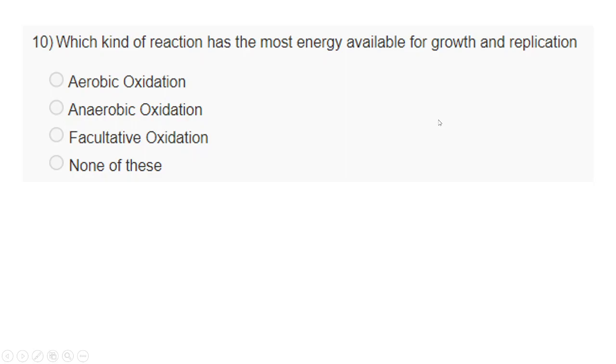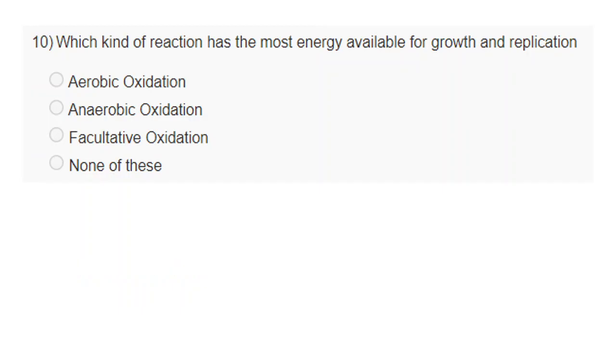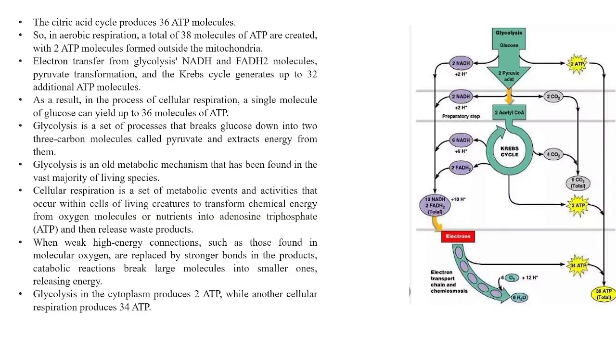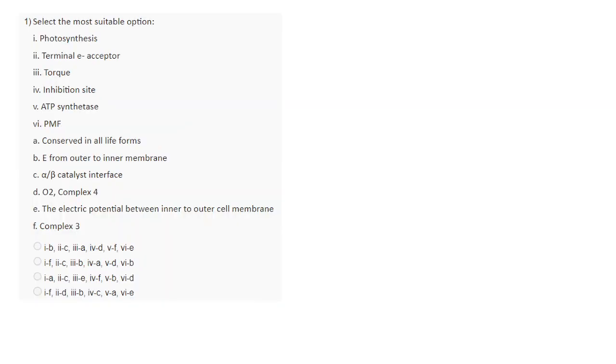Next question is, which kind of reaction has the most energy available for growth and replication? I think this also we covered. It will be aerobic, because aerobic oxidation will definitely have the most energy, as it gives rise to 38 ATP molecules in total from glycolysis, the Krebs cycle, etc. So it will be the most energy-giving process.